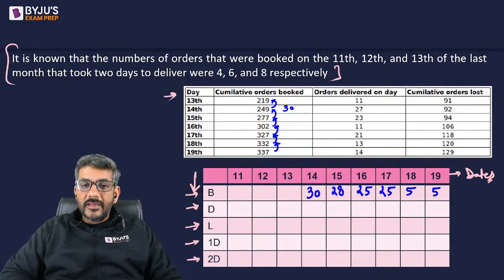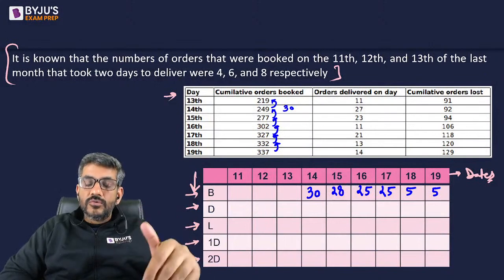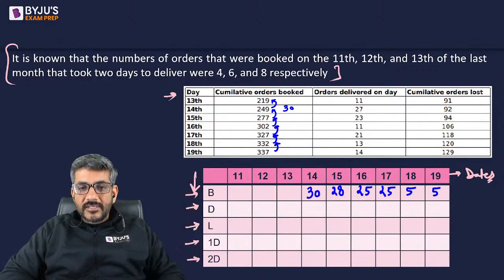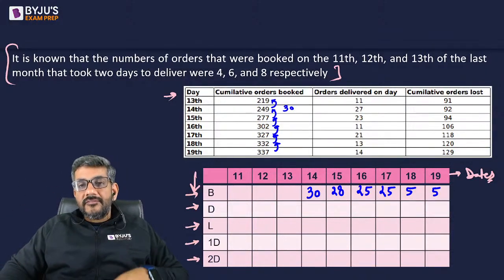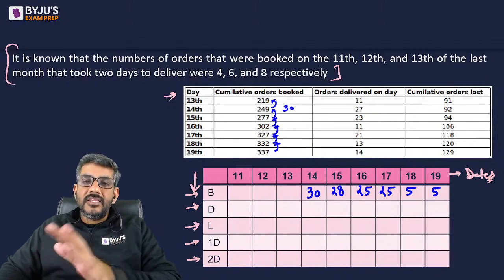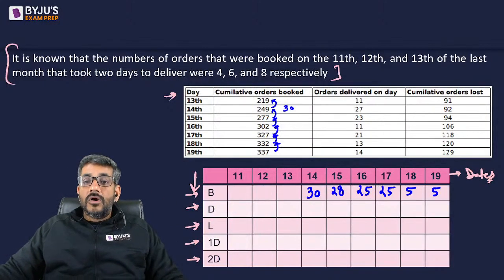249 minus 219. How many orders were booked on the 15th? 277 minus 249. How many orders were booked on the 16th? 302 minus 277. And that way we have the number of orders booked on 14th, 15th, 16th, 17th, 18th and 19th.